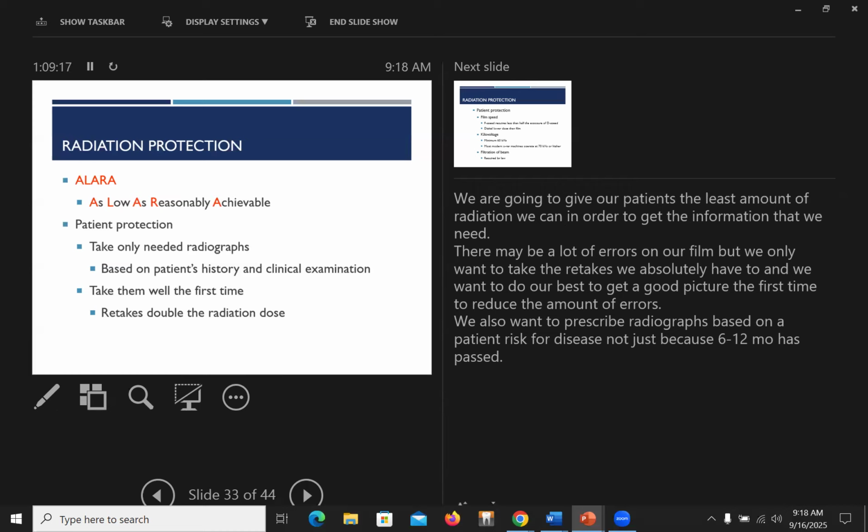So ALARA is as low as reasonably achievable. It's obviously talking about radiation, and it just means that you're going to try and do your best to take the best pictures the first time so you can minimize your retakes. For patient protection, take only the needed radiographs. We're going to base this on their history and your clinical examination.